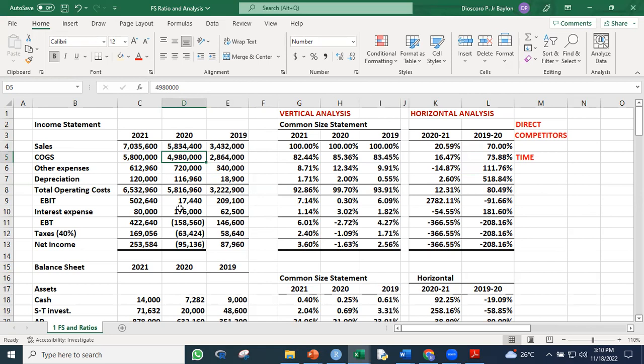Okay, that's why if you take a look at our total operating costs, this is 3.22 million, this is 5.2, this is 6.5. Cost of goods sold accounted for 99.7% for 2020. 99.7% yung total operating costs. Okay, and then it grew in 2020 from 2019 by 80.49%. While yung next year, yung between 2020 and 2021, it only grew by 12.31%.